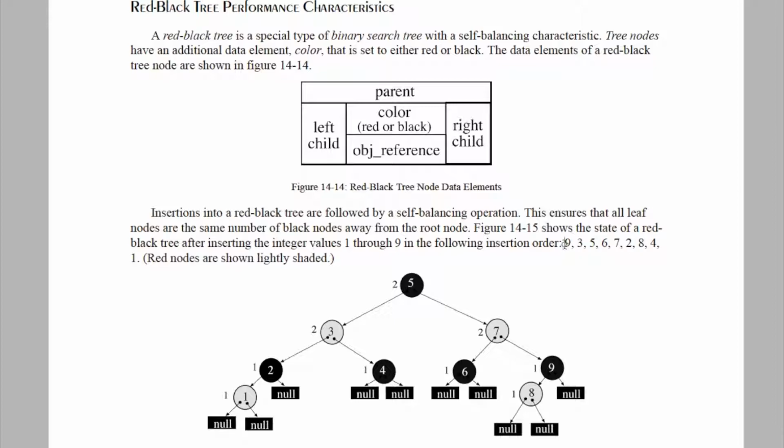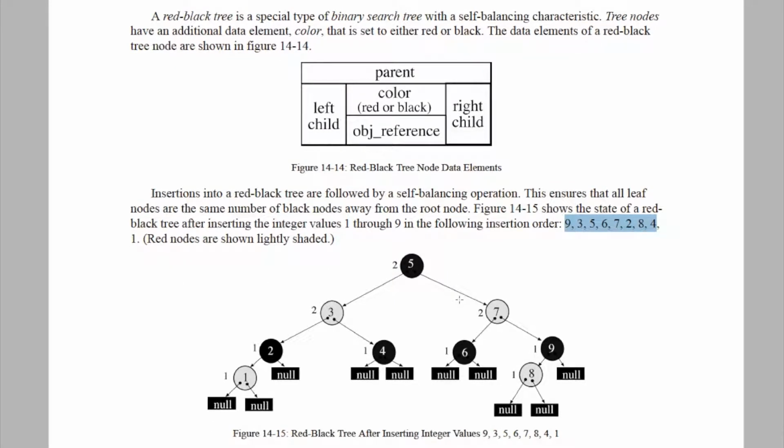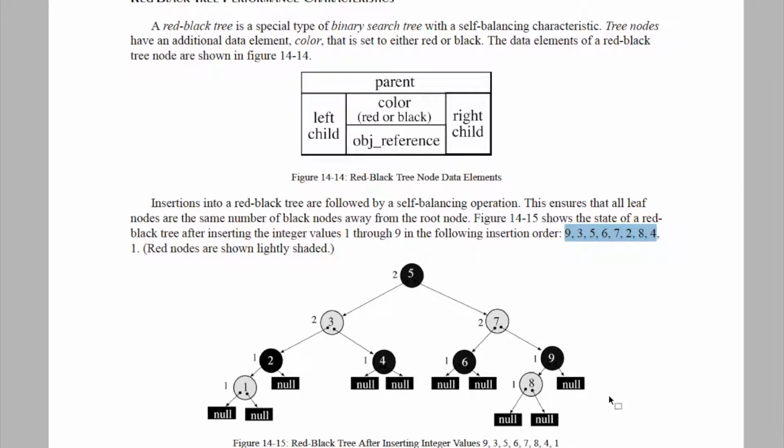In this particular case, I've inserted the integers 9, 3, 5, 6, 7, 2, 8, 4, 1 into a red-black tree. Now, you're like, well, how did you get that structure from a red-black tree? And it just turns out that there's a lot of great folks out there on the internet and a wealth of information regarding these data structure performance characteristics. And I want to draw your attention to one in particular.